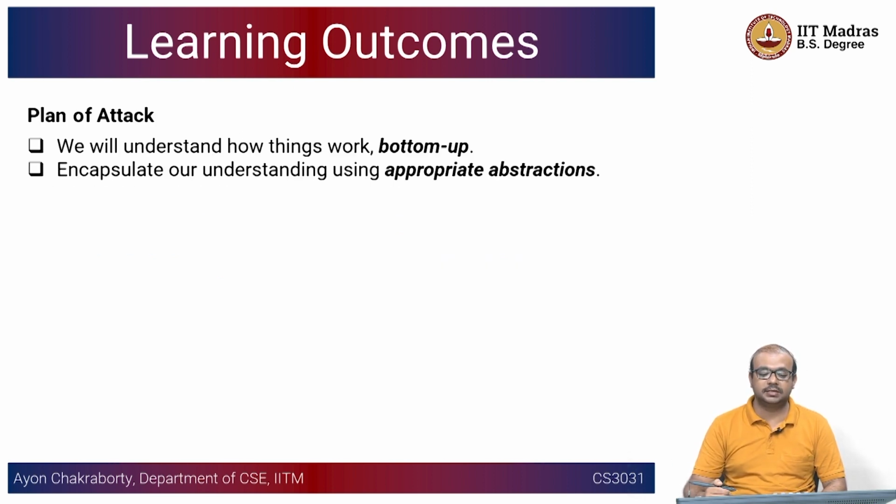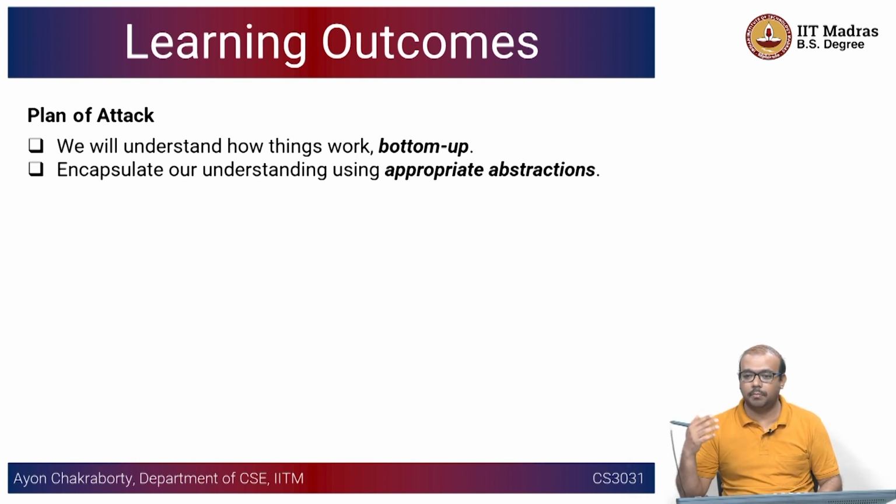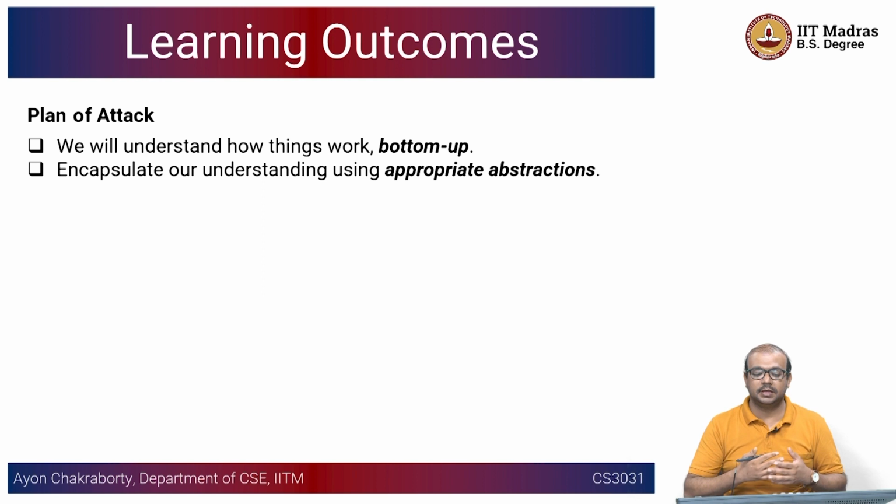So we will understand these things bottom up, as I told you in the previous slide, where we showed how transistors form gates, and gates form modules, cells and modules and ICs and so on. So you saw already the plan of attack that we have is more of bottom up, right? We start with the fundamental building blocks of a given circuit and work our way upwards. Okay, and we want to encapsulate our understanding using appropriate abstractions. So what does it mean?